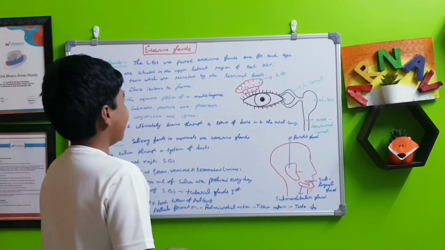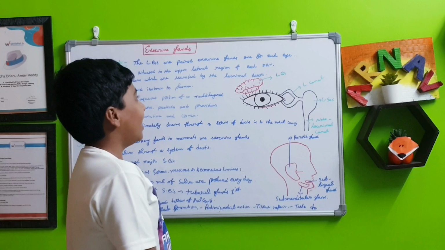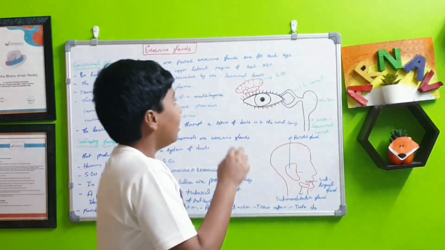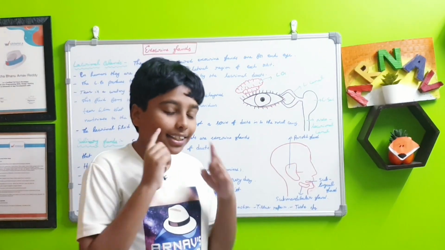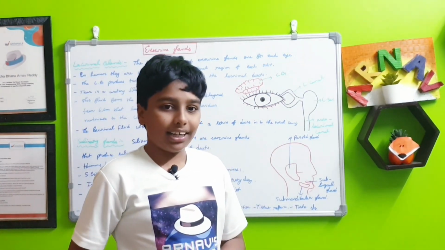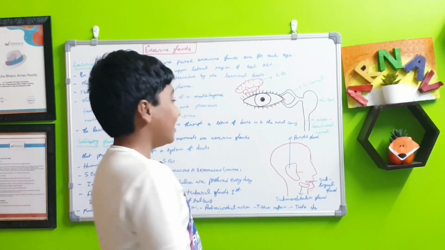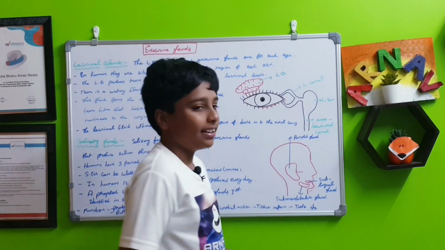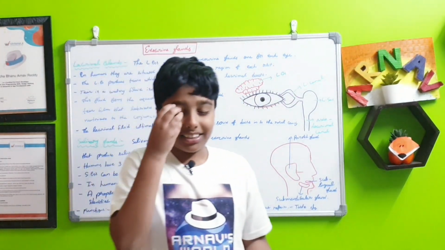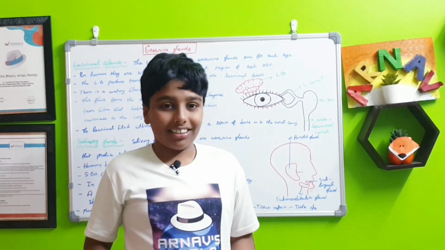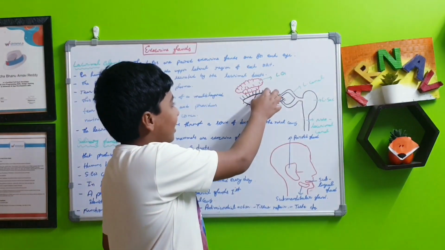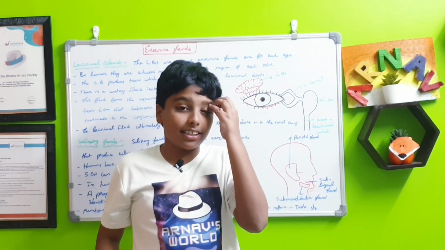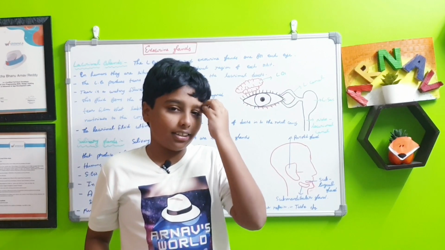The lacrimal glands are paired exocrine glands, one for each eye. That means for each eye there is one set of lacrimal glands, or tear glands. In humans they are situated in the upper lateral region of each orbit. Here, the orbit means the hole in the skull. So it is on the top of the eye, in this region here. If you do like this, it is like a massage.